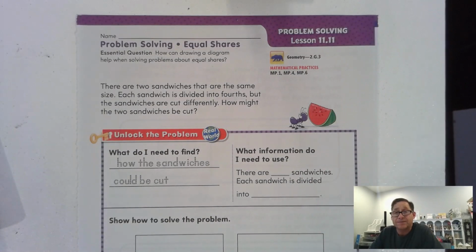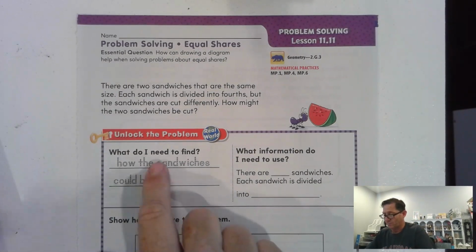Hello everybody. In today's lesson, lesson 11.11, we're on page 561 of the second grade Go Math textbook. In this lesson, we're working with problem solving using the concept of equal shares. We're going to be talking about how drawing a diagram can help when solving problems about equal shares. For instance, there are two sandwiches that are the same size. Each sandwich is divided into fourths, but the sandwiches are cut differently. How might the two sandwiches be cut?